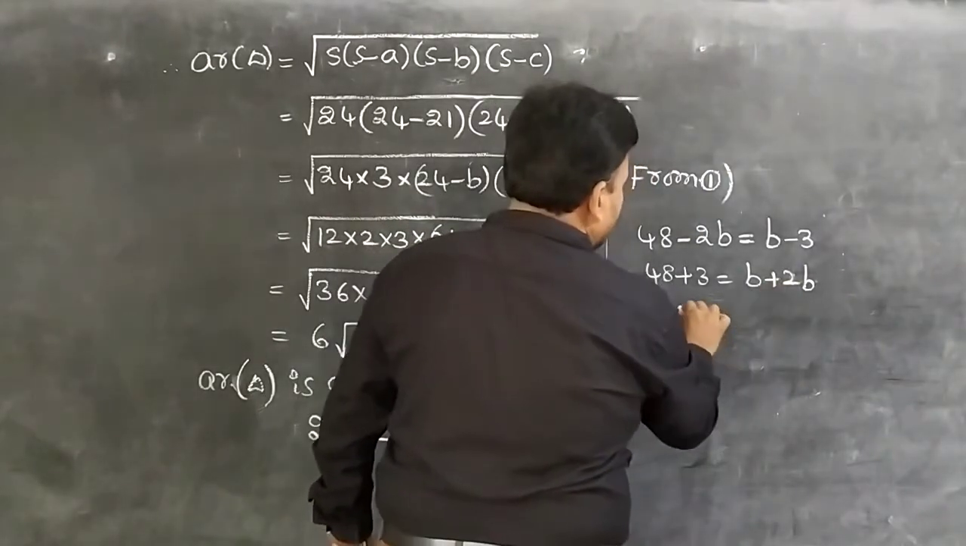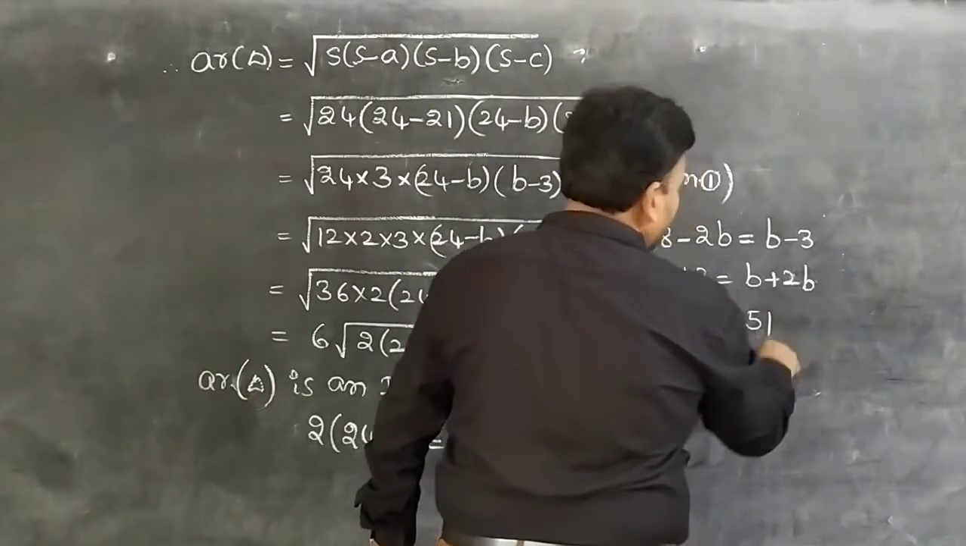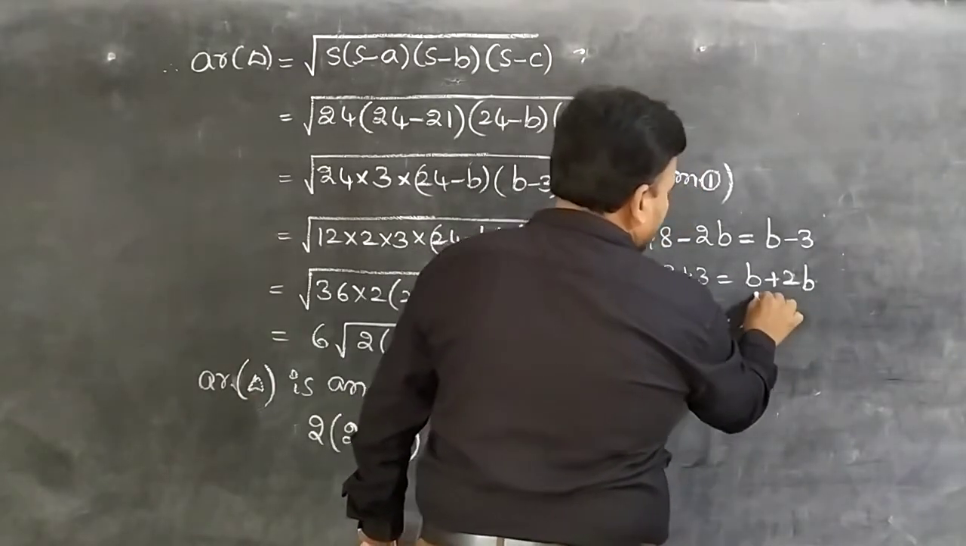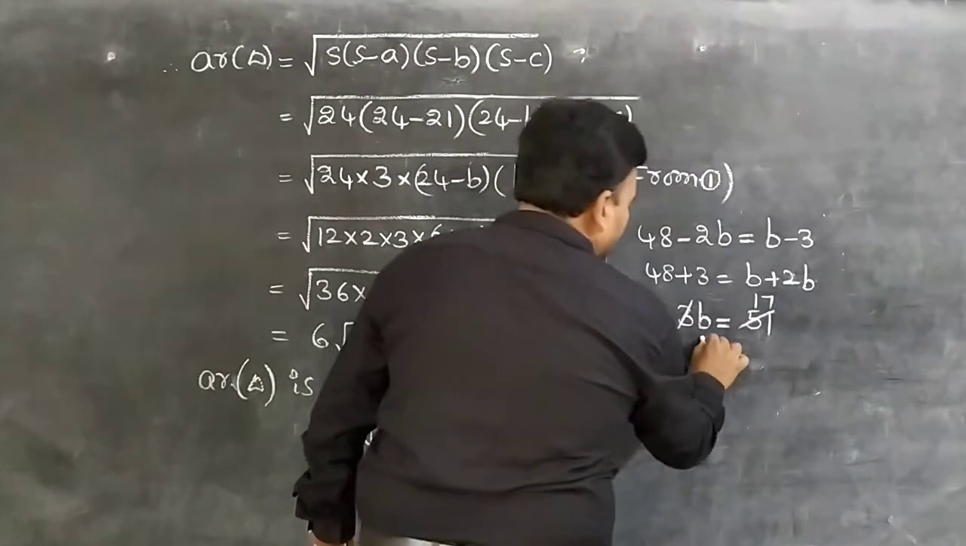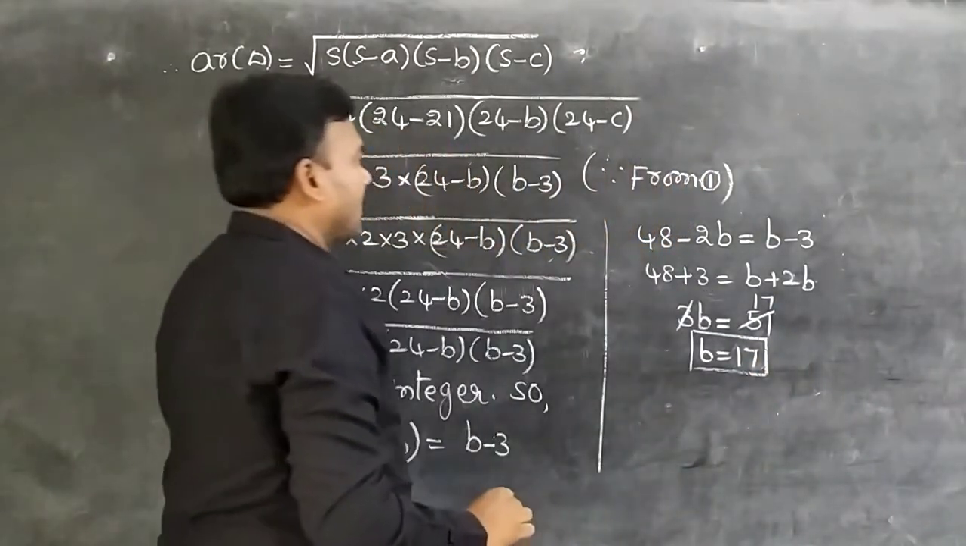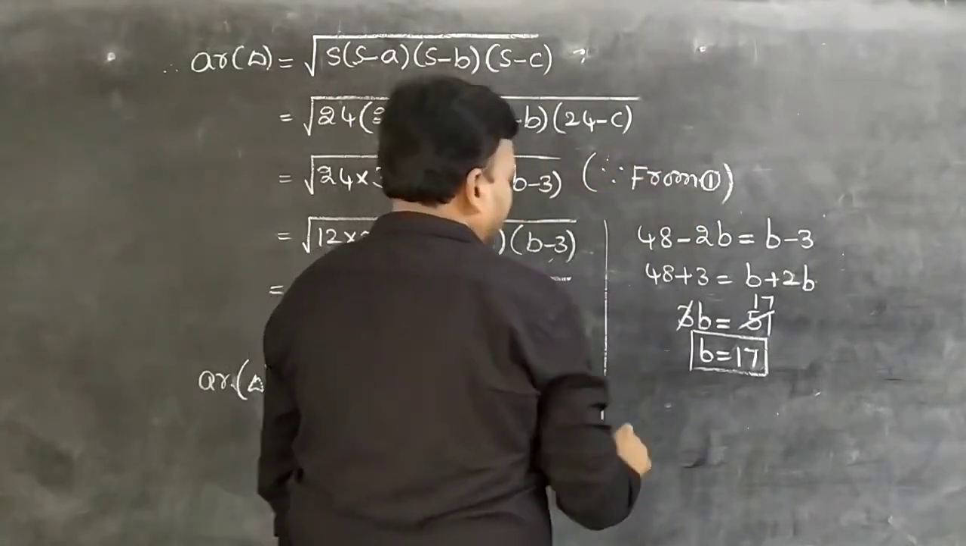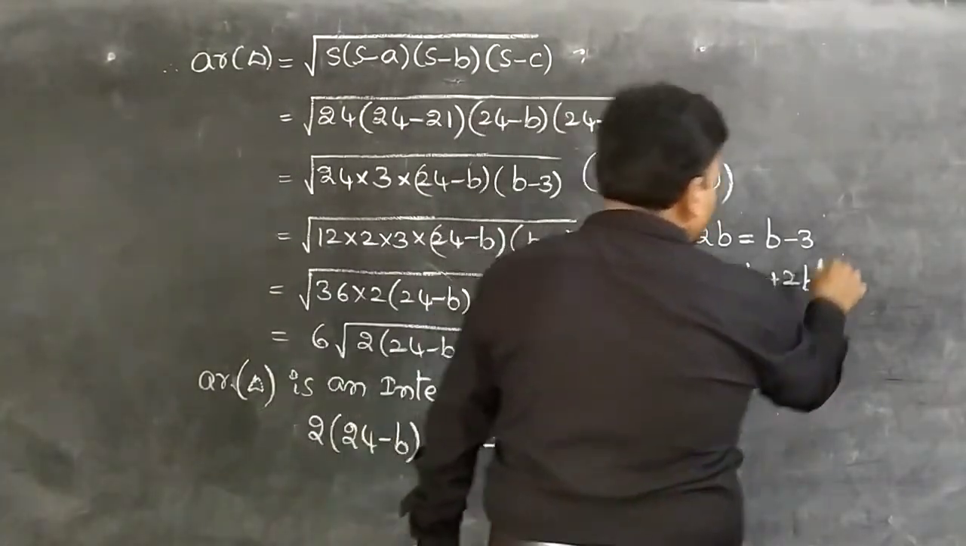So B plus 2B is nothing but 3B. 3B equal to 48 plus 3, nothing but 51. Cancel with the 3: 3 ones are 3, 3 sevens are 21. So B equal to 17. B equal to 17. So from equation 1, observe carefully.